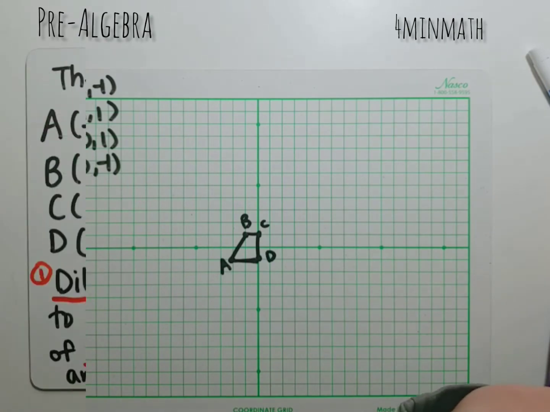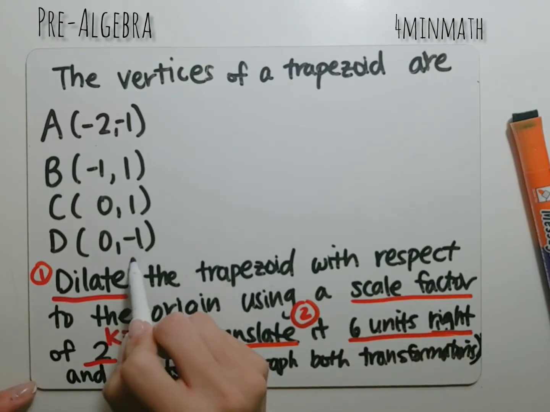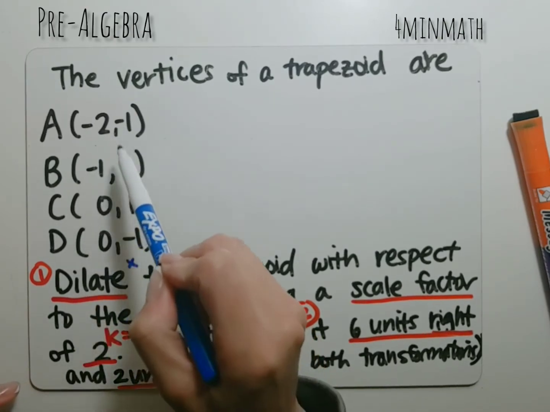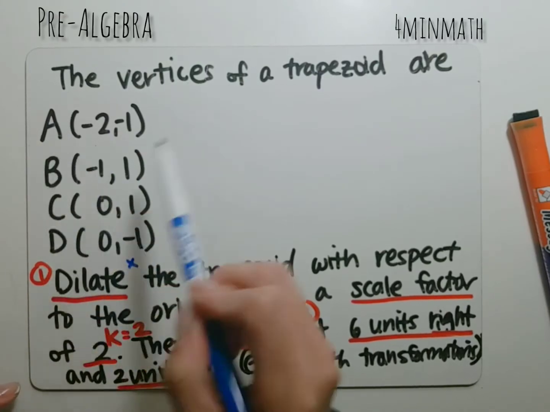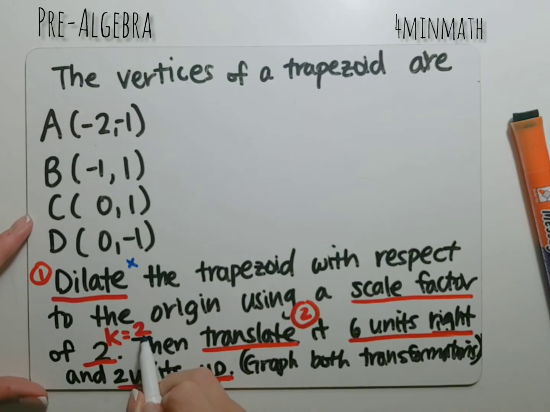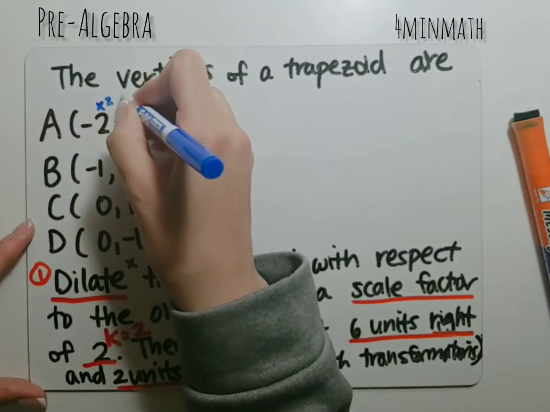Then the next step is to find the coordinates of the dilated image. So if you're dilating this trapezoid with respect to the origin using the scale factor of 2, what I'm doing when you're dilating is basically multiplying each of my coordinates, or the vertex of the trapezoid, by 2. And this is an enlargement because the K value is greater than 1. So I'm going to multiply everything by 2.